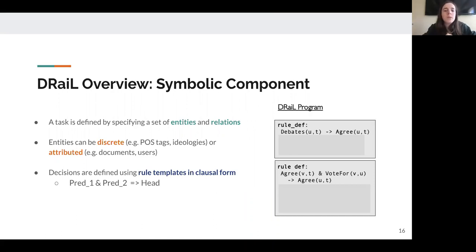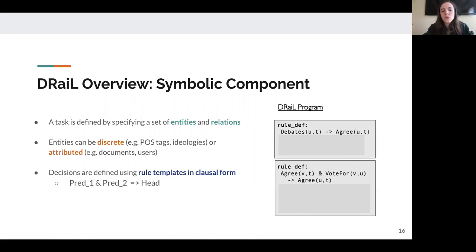So entities can be discrete or they can be attributed. They can be discrete, where they're just one thing. Say there is an ideology: I know that there are Republicans and there are Democrats, and that's about it. Or they can be attributed. So a user, right? A user can have tons of properties. They can have an age, a gender, a political affiliation, and so on. Or documents, right? And in that case, the attribute is what? Just the text that is there.